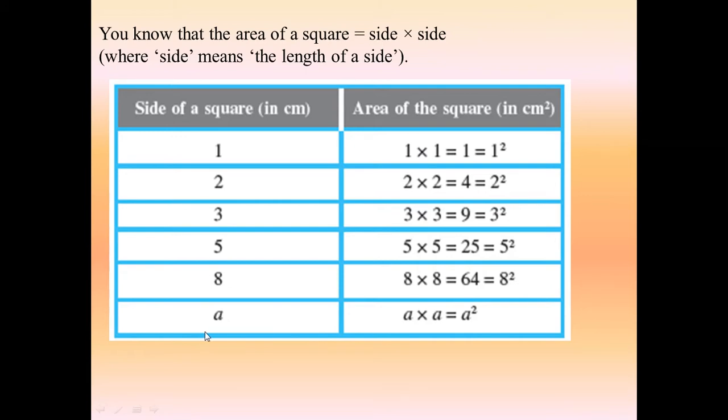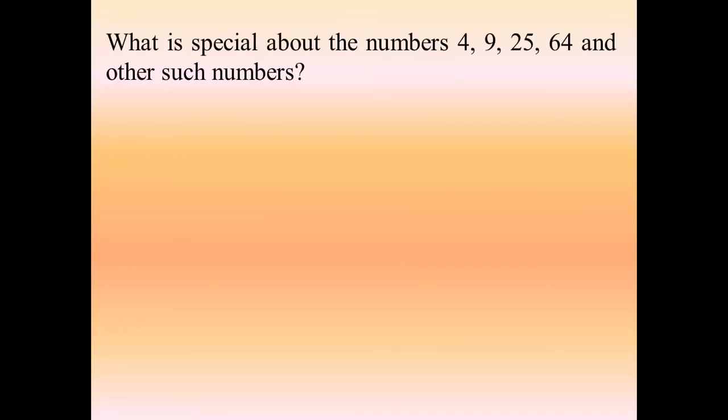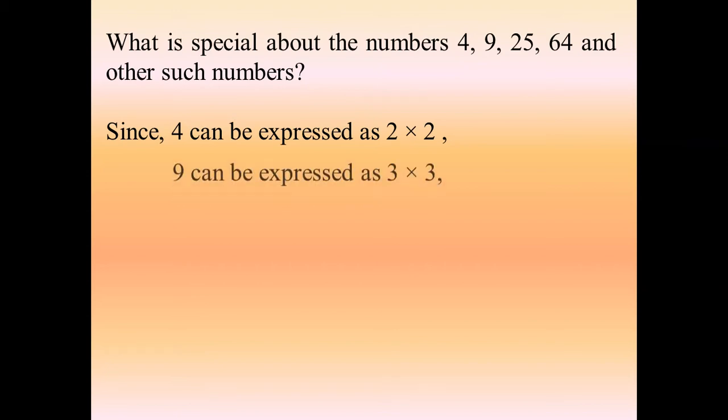So in general, if the side is a centimeter, we can say that the area of the square is a into a, and when it is written as a raised to the power 2, it is combined and written as a square. So what is special about these numbers: 4, 9, 25, 64? The special thing is that 4 can be expressed as 2 into 2.